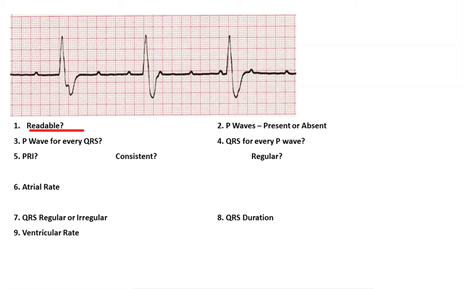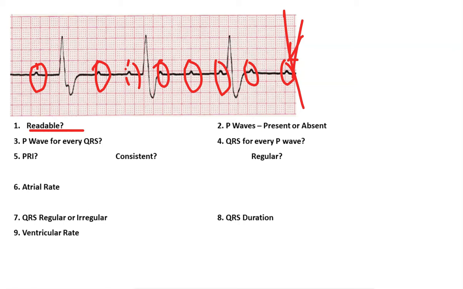My next thing that I need to take a look at is, are my P waves present or absent? So I'm going to circle, just for right now, the things that I believe to be P waves. And I do see that I have P waves. Now, this one here can be a little problem because the paper has been cut off, so I'm not sure whether or not that has a QRS that's going to follow it a little bit later on. So just for simplicity's sake, we're going to eliminate this one right here. We're not going to use it at all. So my answer to this question is yes, they are present.